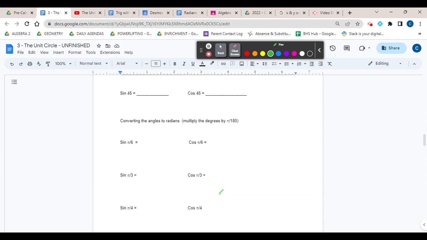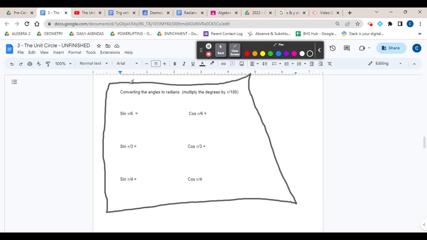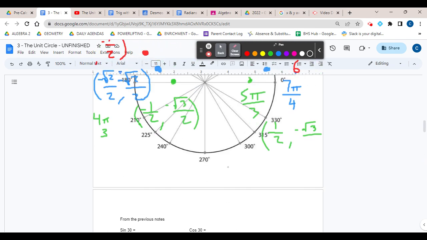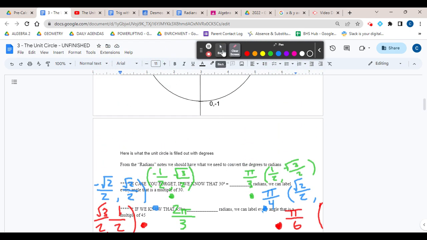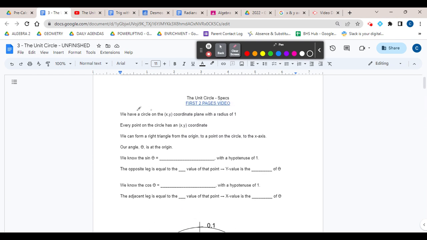In addition, knowing these, the sine, cosine of pi over 6, pi over 3, pi over 4, knowing these and having these somewhere in your notes, very, very, very beneficial. And again, this first page sort of gives us background information about how we find these x and y coordinates.